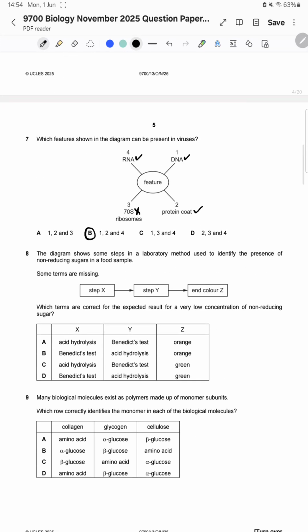That's pretty easy. Alright, then it says the diagram shows some steps in a laboratory method used to identify the presence of non-reducing sugar in a food sample. Okay, some terms are missing, step X, then step Y, and then the end color Z. Which terms are correct for the expected results for a low concentration? Okay, so low concentration here should be marked, very low concentration, right, of non-reducing sugar.